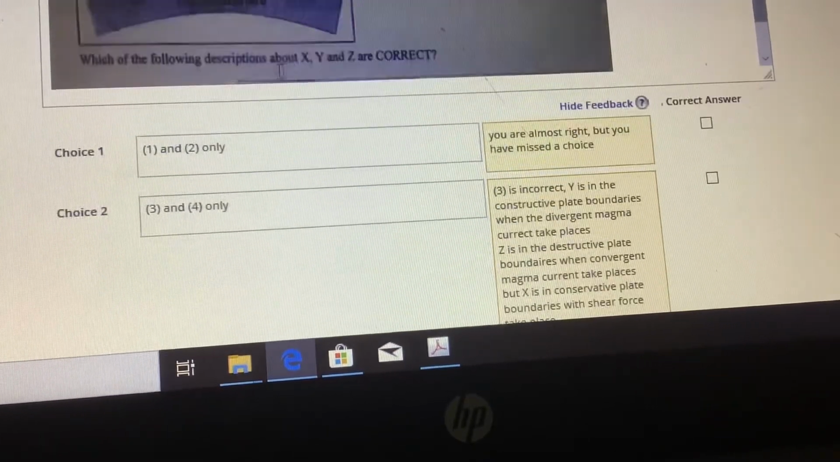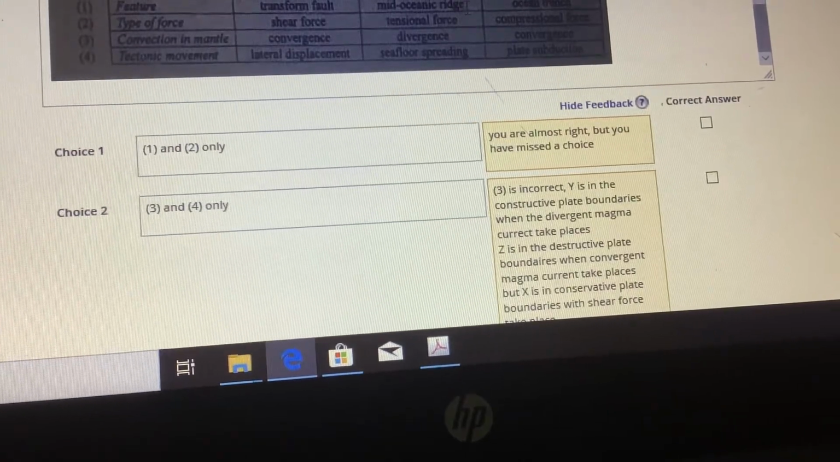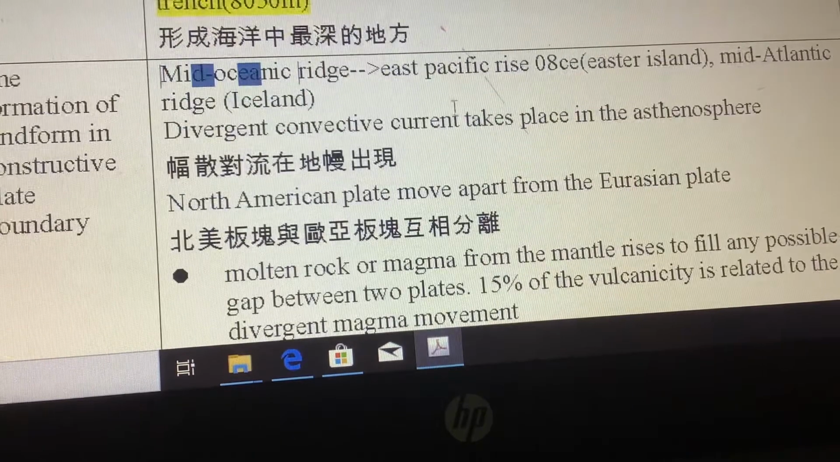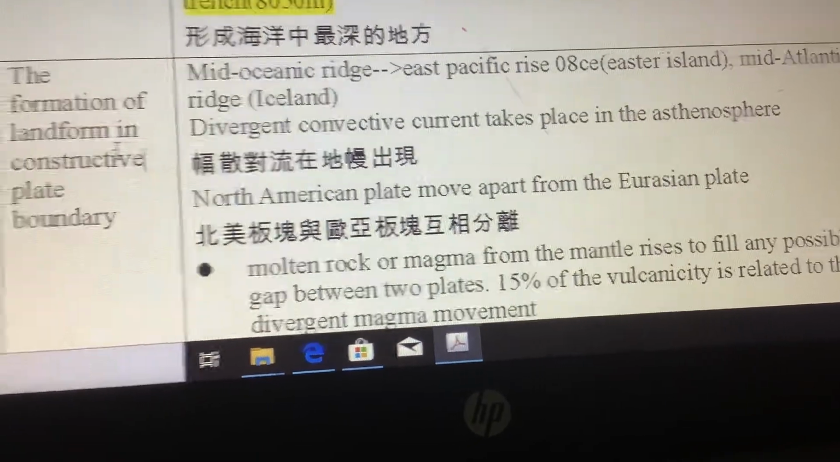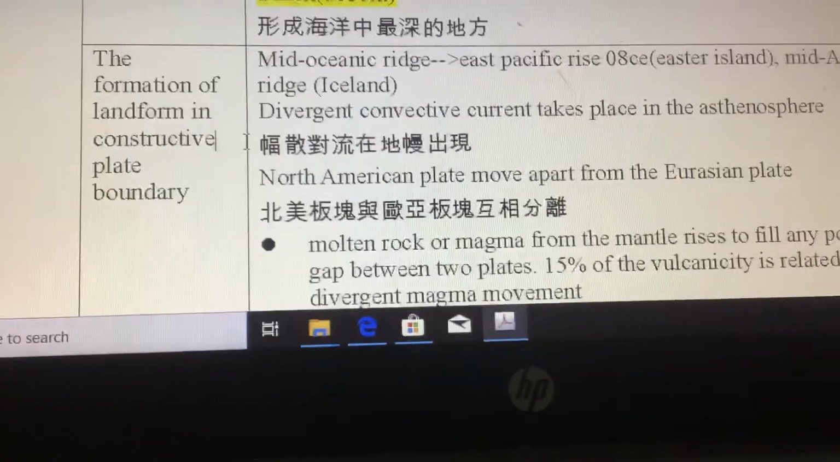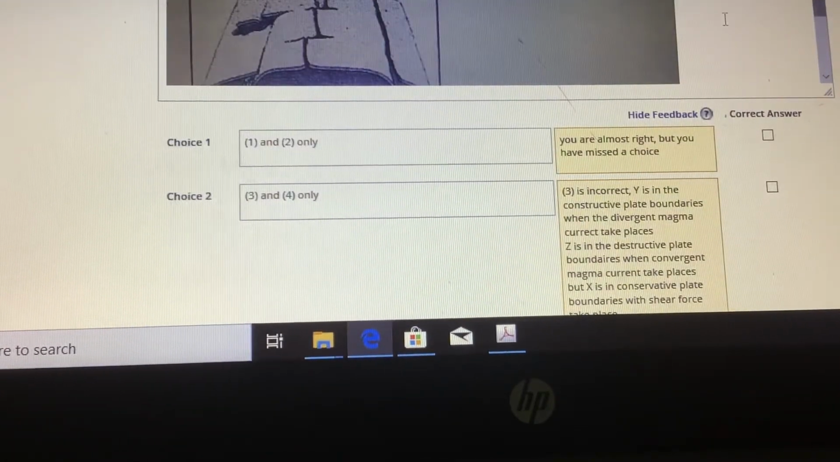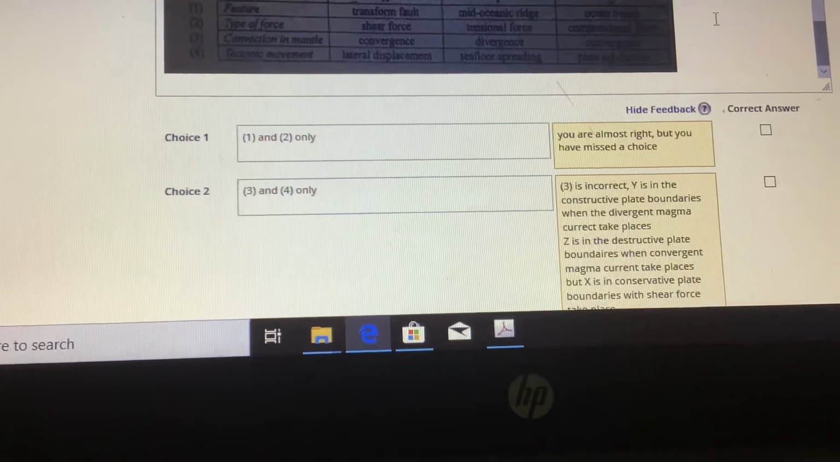How about number Y? Number Y, you can see mid-oceanic ridge. Mid-oceanic ridge, this is right. Okay, as I have said before, mid-oceanic ridge is about the constructive plate boundary, so this is right. Okay, and then Z should be subduction. So number 1 is correct.